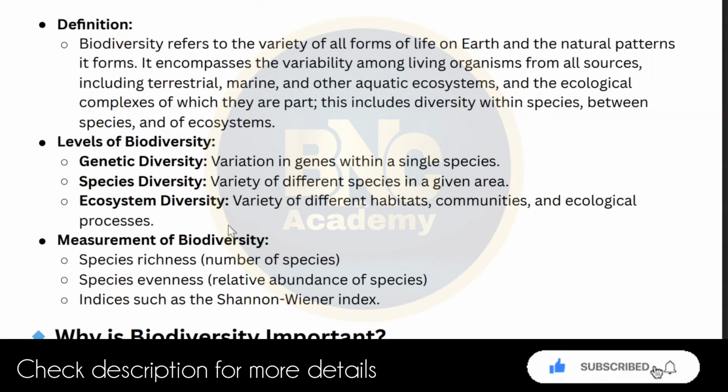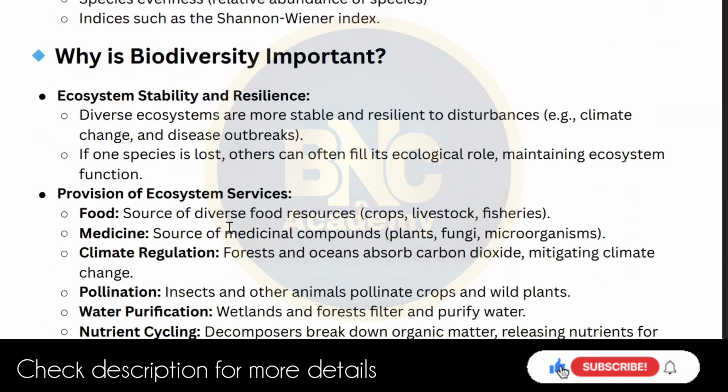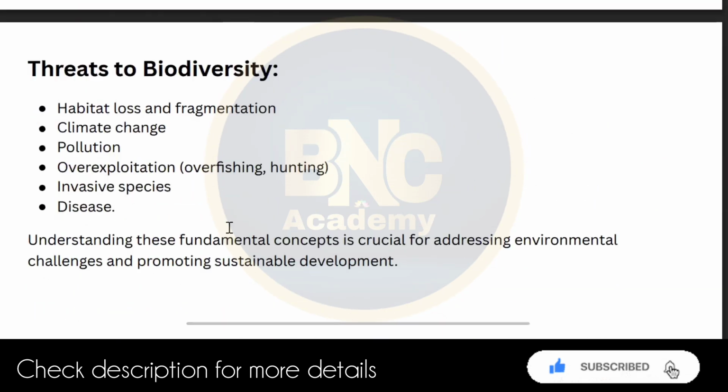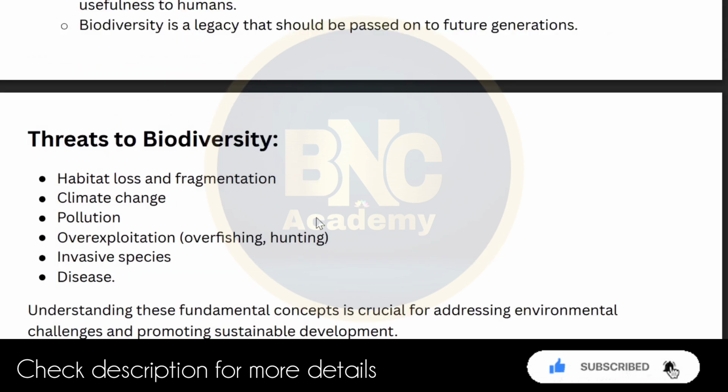Let's see ecosystem complexity. Ecosystem diversity encompasses the variety of different habitats, communities, and ecological processes. It includes forests, grasslands, wetlands, rivers, lakes, and oceans. Each ecosystem provides unique services such as water purification, climate regulation, and carbon sequestration.